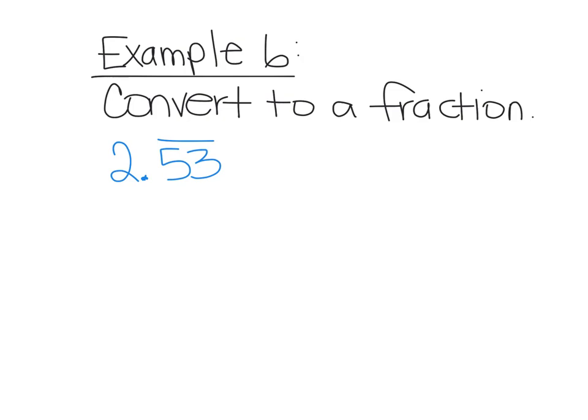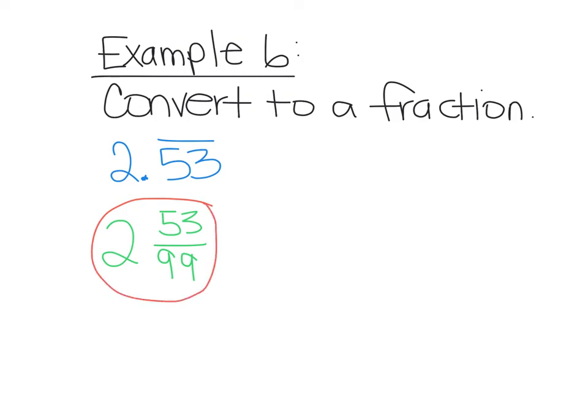Example 6. Convert 2 and 53 repeated to a fraction. First, I'm going to write the whole number, which is 2. Now I see that my pattern is 53, so my numerator is 53. Since there are only 2 digits in my numerator, there will be 2 9s in my denominator. And that's it. My answer is 2 and 53 over 99.